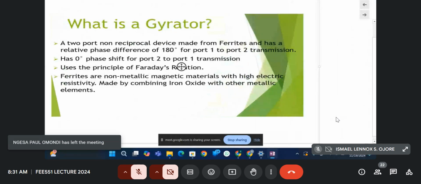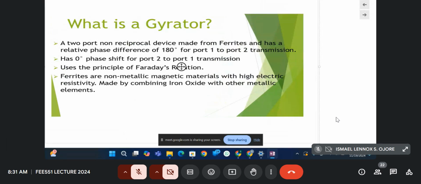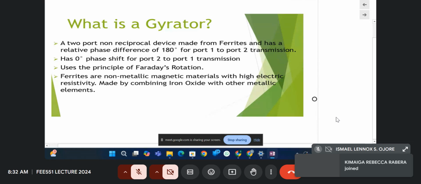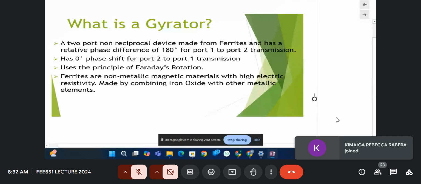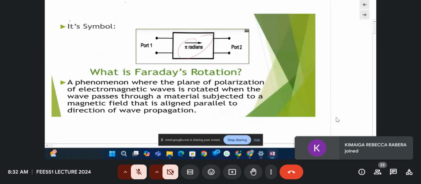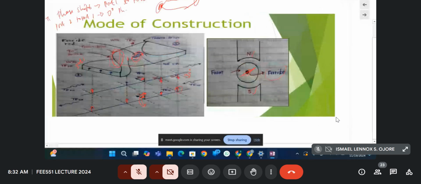A gyrator is a two-port non-reciprocal device made from ferrites and has a relative phase difference of 180 degrees from port 1 to port 2. Then it has a 0 degrees phase shift from 2 to 1. That one we've seen. Then we know that ferrites are made from non-metallic magnetic materials. That is iron oxide, you combine it with another metal, maybe zinc and nickel. And that's the mode of operation.